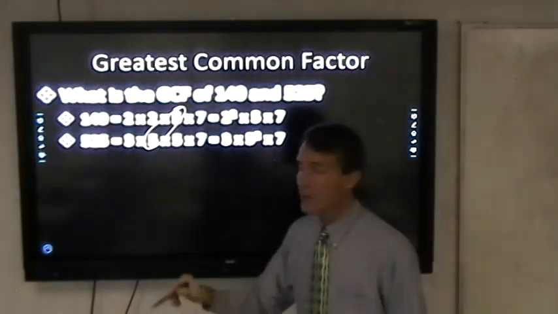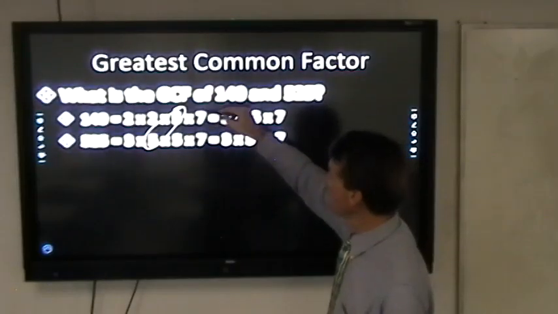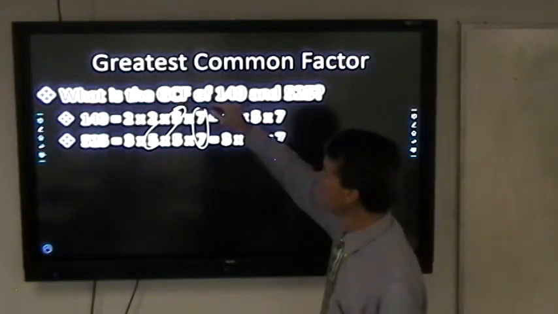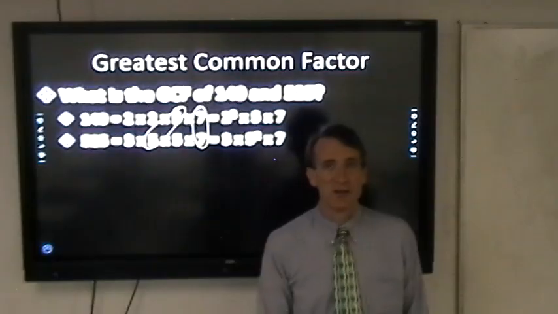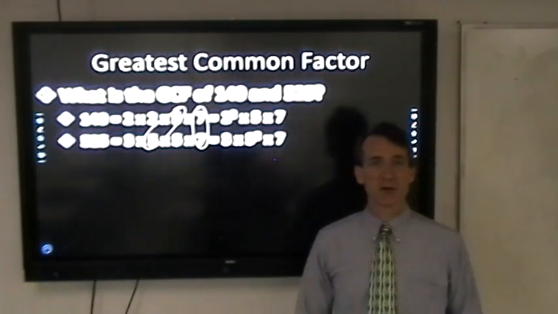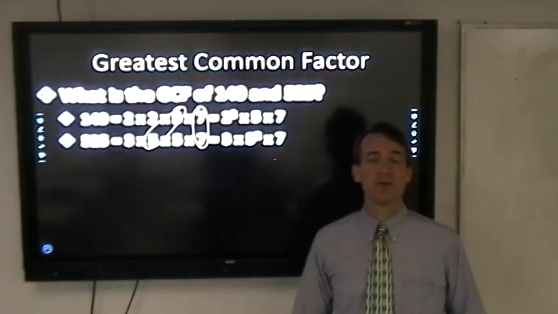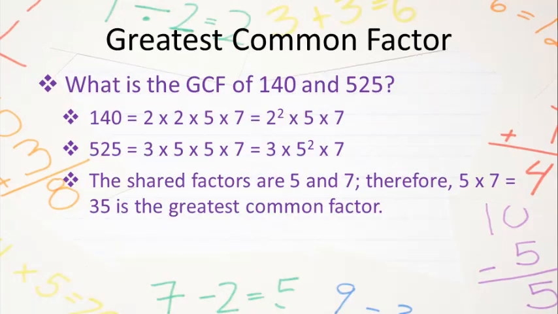Then I look for other numbers. Here I have a 7, down here I have a 7, so I have a 7 that's common to both. Those are the only prime factors that are common, so I take those prime factors and I multiply them together. 5 times 7 is 35.